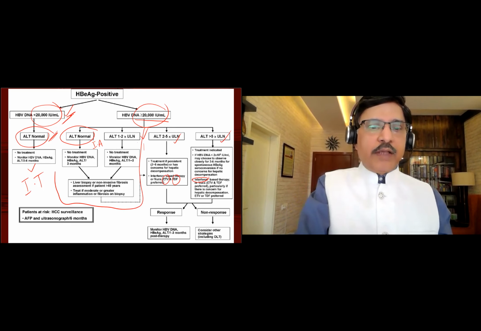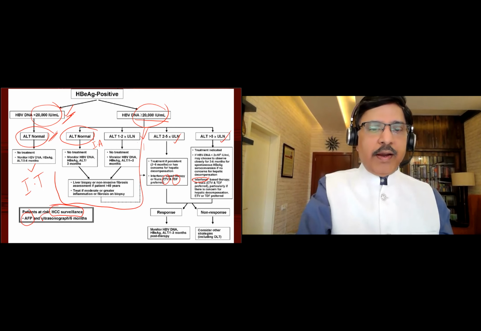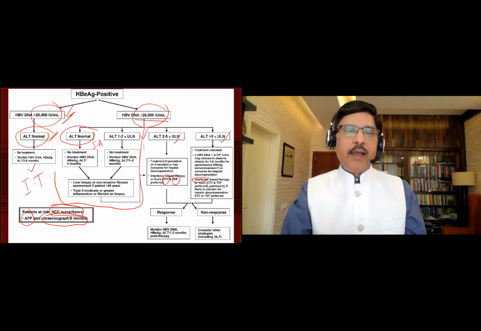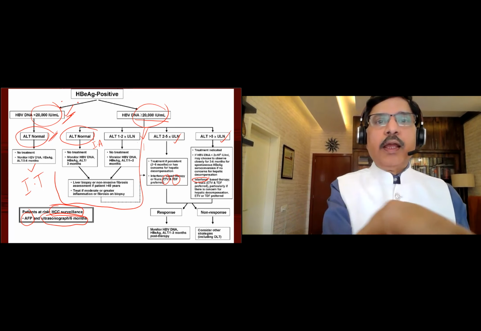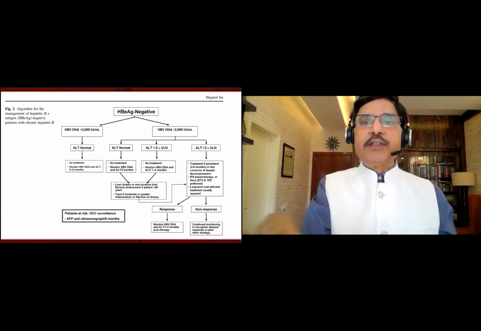Now, surveillance: I have to do HCC surveillance. What do I do? I do an AFP, alpha fetoprotein, and I also do an ultrasonography of the abdomen every 6 months. This is for hepatitis B positives. Now, the next one is hepatitis B negatives.